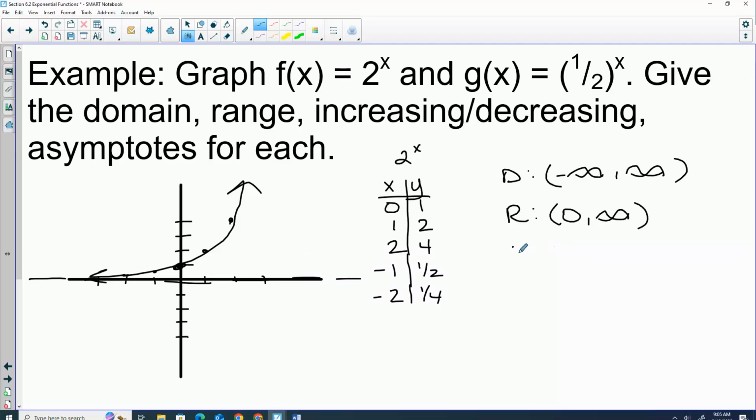Is this graph increasing, decreasing, or constant? Increasing the entire time. What kind of asymptote does it have? It has a horizontal at 0.